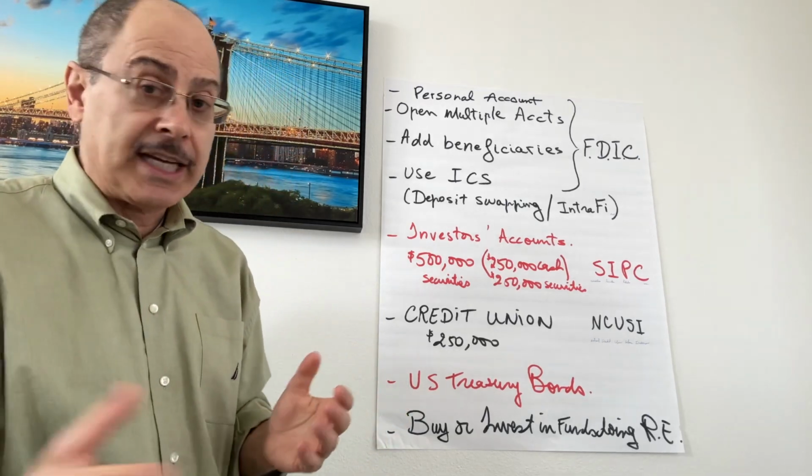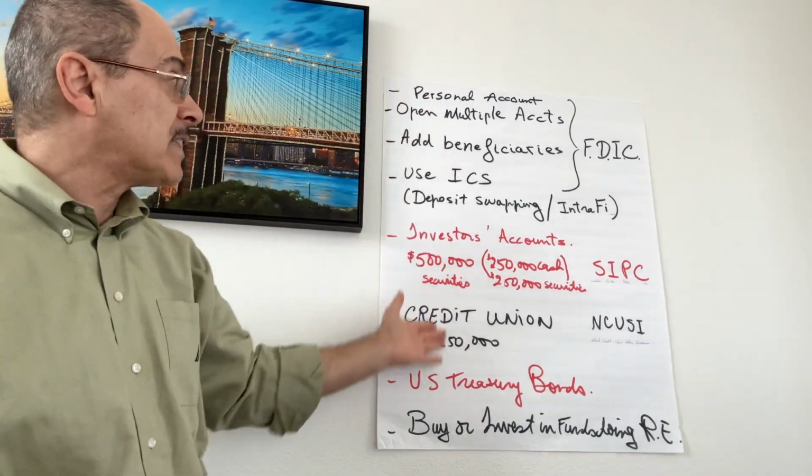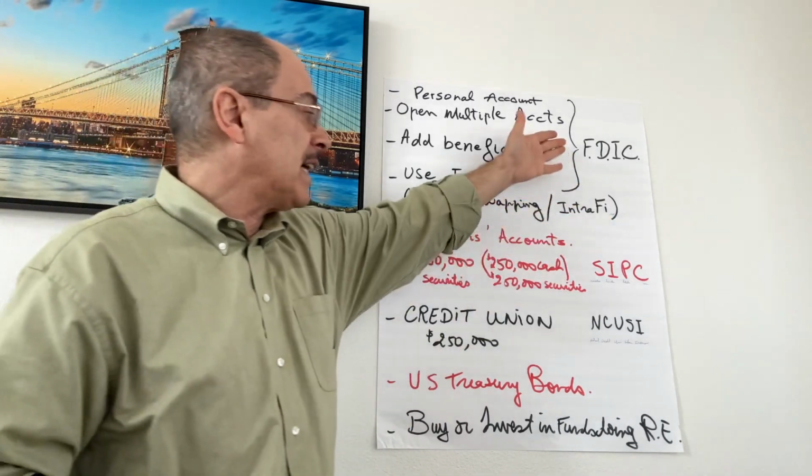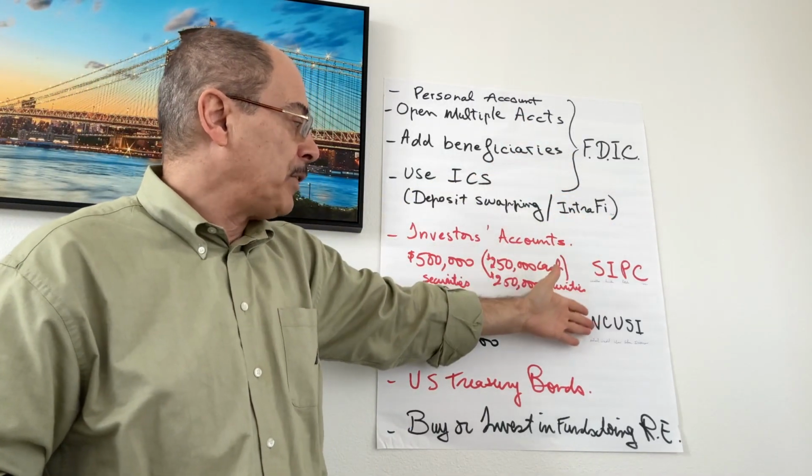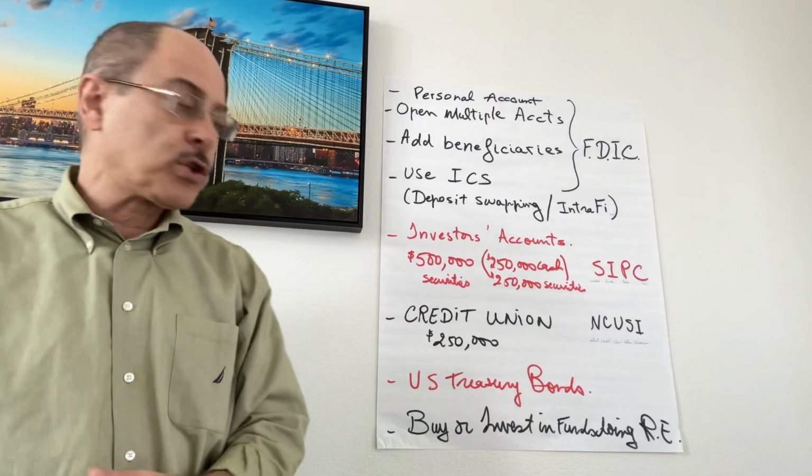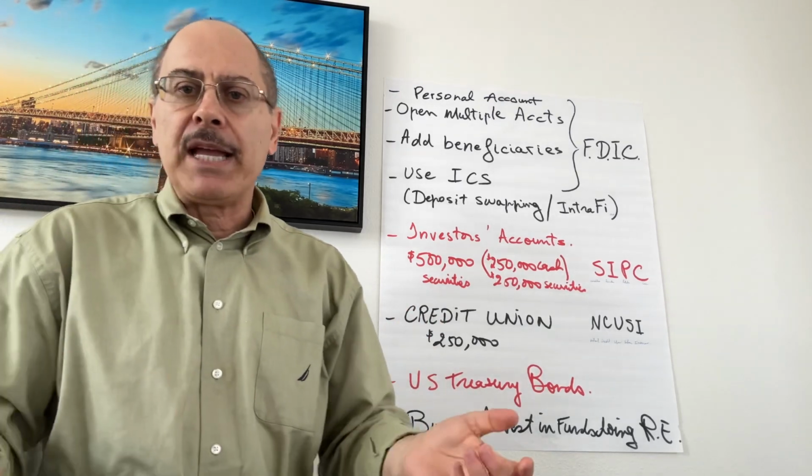But if it's not your gig, it's not what you do, this is how you get protected: FDIC, SIPC, NCUSIF, and that's just how it works. Or put your money in Treasury bonds. They're paying 4% right now.